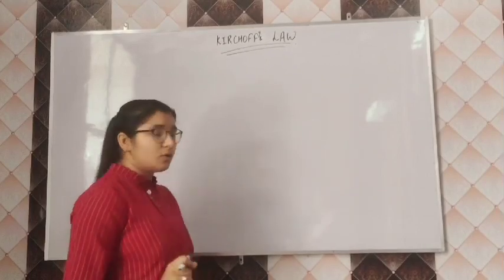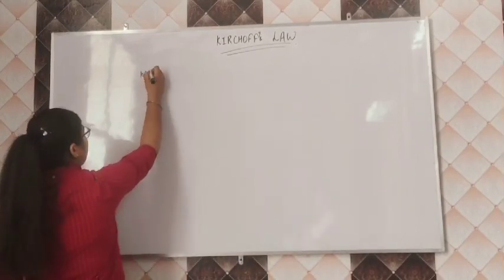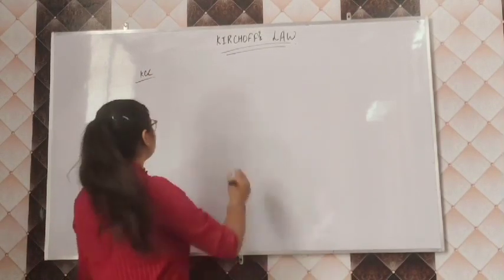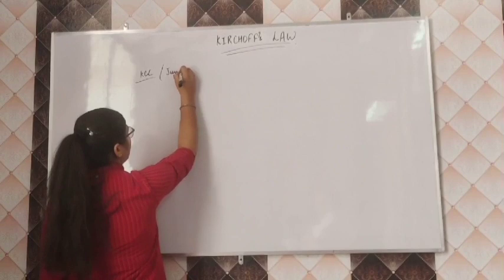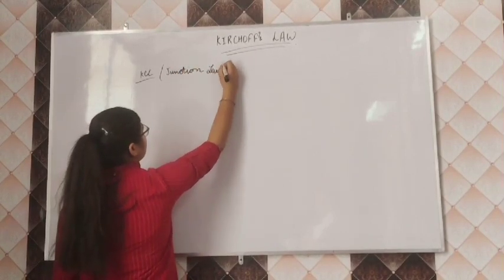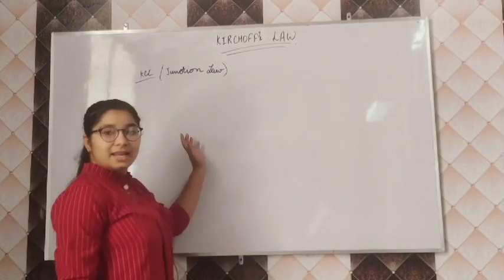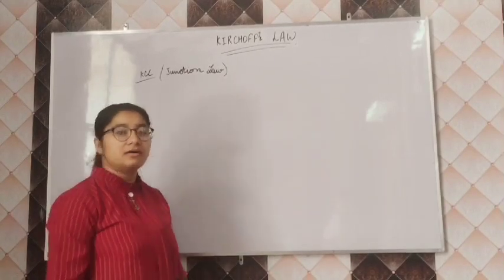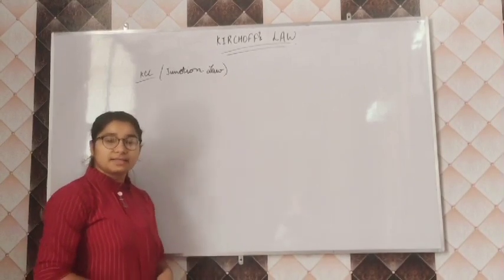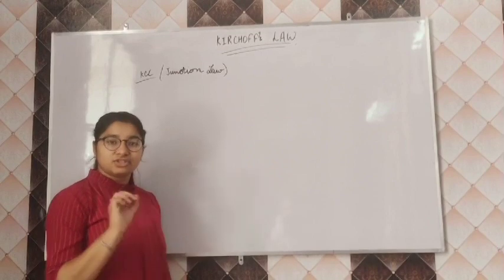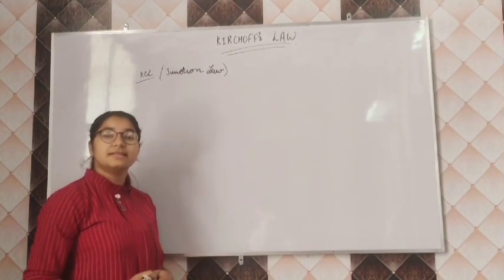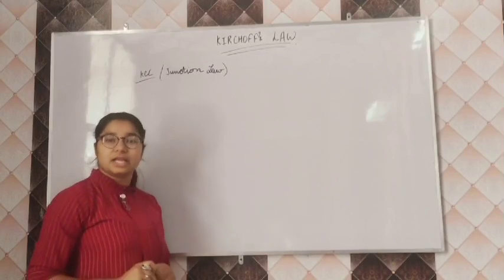Kirchhoff's current law is also named as KCL. Its short form is KCL. And this law is also known as junction law. Junction law. So as by the name you would have got an idea what is actually KCL. So according to KCL, the sum of the current entering the junction is equal to the current leaving the junction.